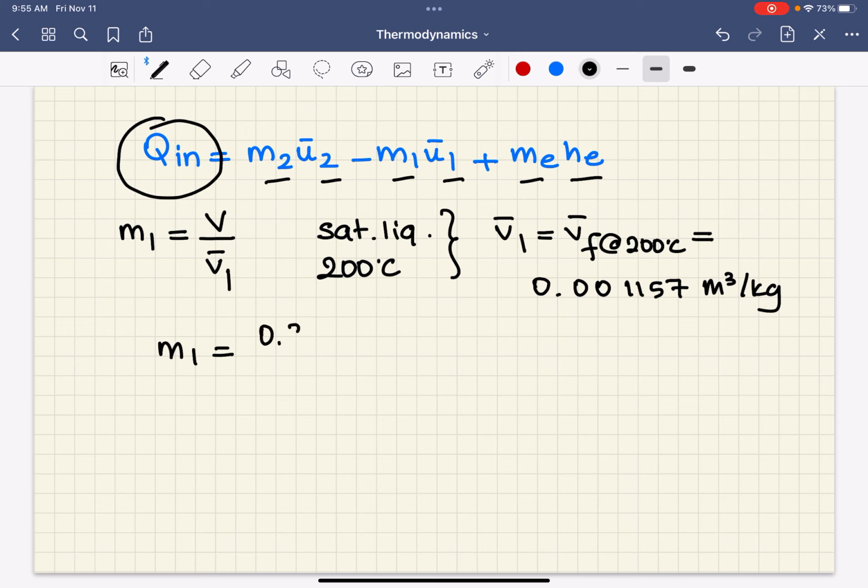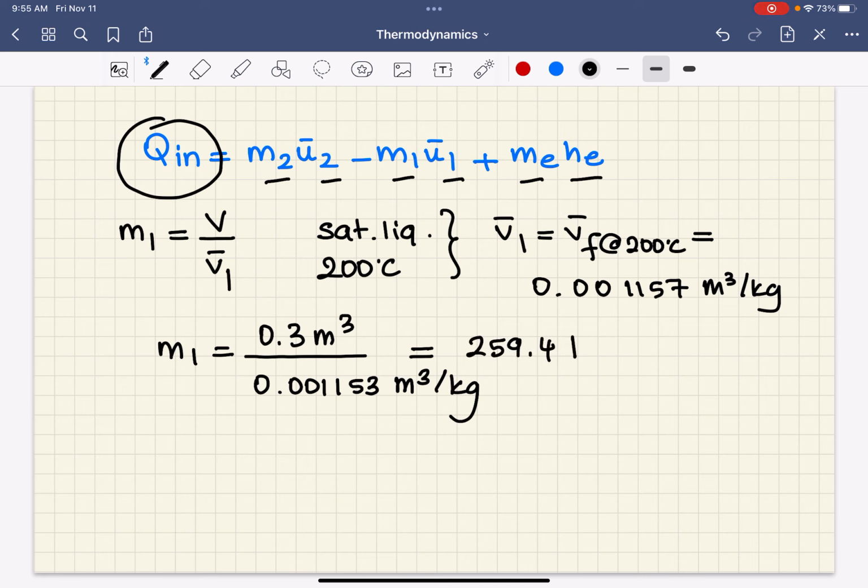Because the volume is given to us, we are careful with the units. All the units should be matching to each other. This is also meter cube per kilogram. The result should be in kilogram, and it should be 259.4. Okay, since I know the first mass, I know the second mass automatically because the question statement says half of it was withdrawn. So we need to find the half of this.